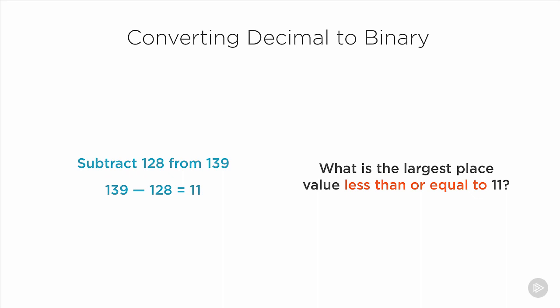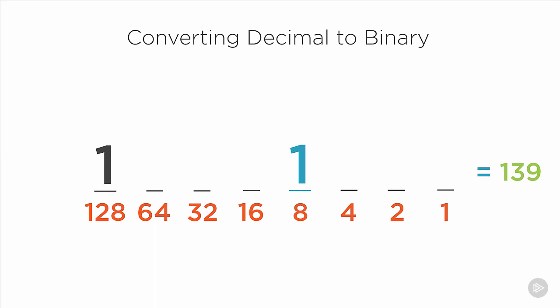Now we need to ask another question. What is the largest place value less than or equal to 11? Well, it's going to be 8. 64, 32, and 16 are all bigger than 11. 8 is the highest value that is smaller than 11. So we set the bit equal to 1 for the 8's place.